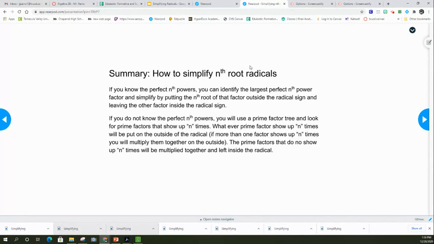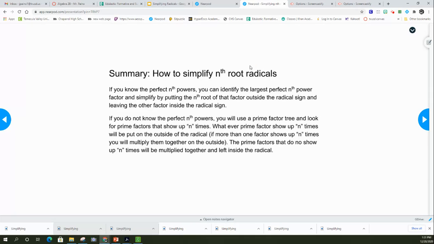All right, and this summarizes it. How do we simplify nth root radicals? If you know the perfect nth power, you can identify the largest perfect nth power factor and simplify by putting the nth root of that factor outside the radical sign and leaving the other factor or factors inside the radical sign. So again, if you're looking at square roots, if you know the perfect square factor that goes into it, you could just write it. So that's one strategy.